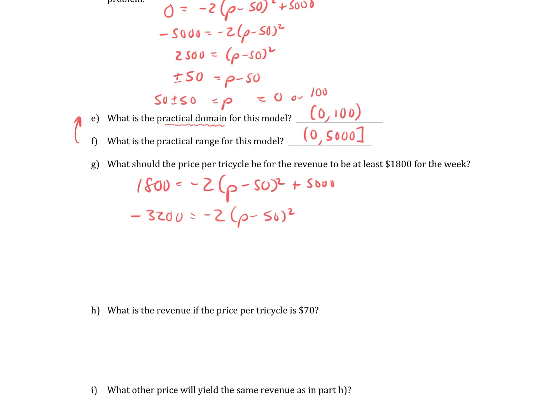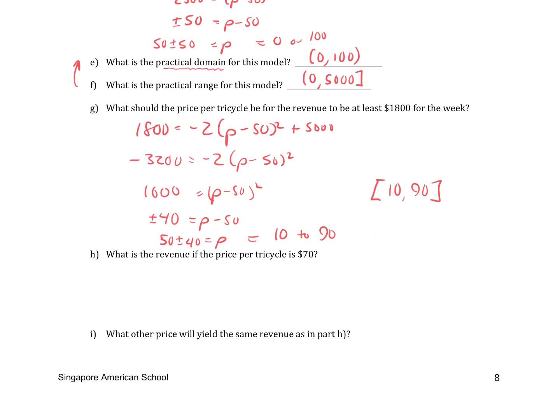(p minus 50) squared is actually equal to 1600 when I multiply by negative half. And they did this on purpose. This is a nice number because this is now 40 when you take the square root. So 50 plus or minus 40 is going to give me p, which is going to be between 10 and 90. Or you could make that an interval from 10 to 90.